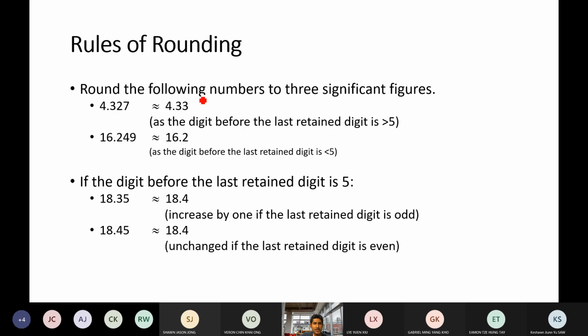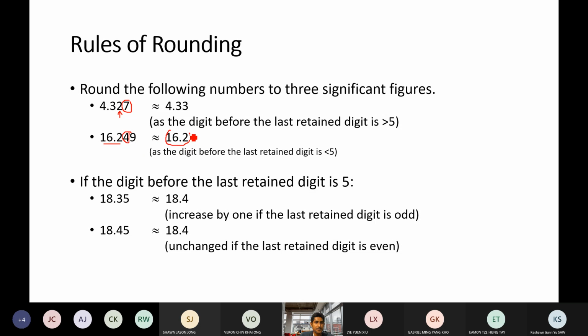So rounding, we already know that if the digit after the decimal places is more than 5, we will round up to the next number. So 4.327, the 2 will be rounded up to 3 because the 7 is more than 5. And if it is less than 5, like 4, it remains the same. 16.2 to 3 significant figures.